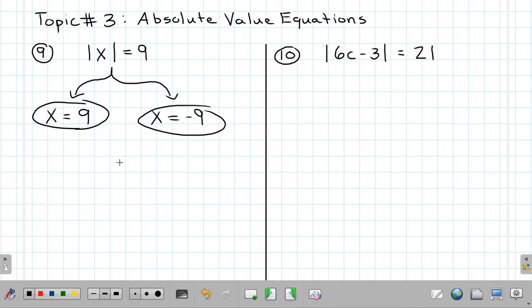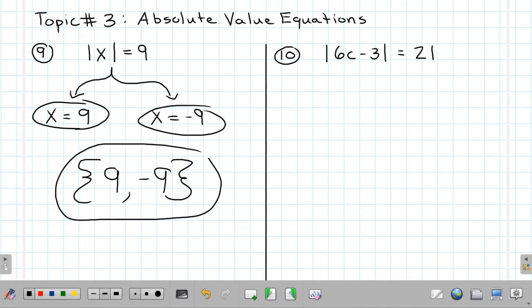But we can't forget, if we have two answers for an equation, and you'll see this a little later, we have a solution set. Meaning both of these numbers are in a set because they are both solutions to the equation we just solved.